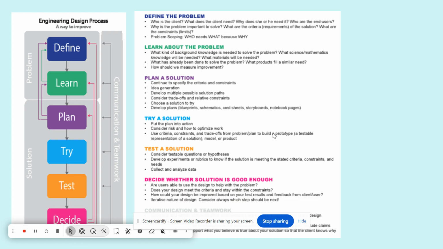So, in the greenhouse unit, they use the engineering design process. They use a 6-step process, which is similar to some of the ones that we have used in this class, and one that I was very familiar with when I taught 4th grade science. So, define the problem, learn about the problem, plan a solution, try a solution, test a solution, decide whether the solution is good enough, and then that communication and teamwork, which sort of ties it all together.